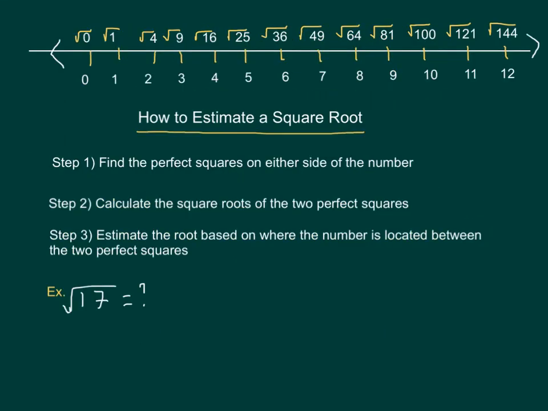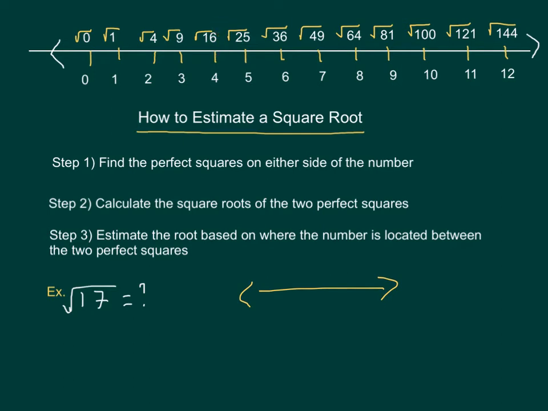Okay, so we're looking at how to estimate a square root. We're going to look at the example, what is the square root of 17? To figure this out, step 1 is find the perfect squares on either side of the number. The first thing I'm going to do, guys, is draw myself a little mini number line. I'm looking, where does 17 fall on the square numbers? We're going to go past 1, it's bigger than 4, bigger than 9, 16, and it's smaller than 25. So it's going to fit right in between these numbers.